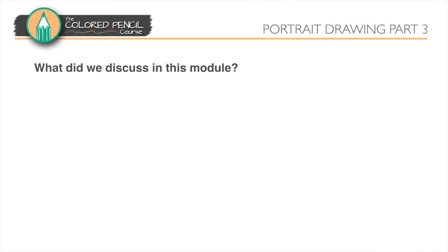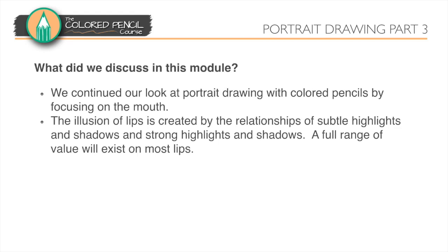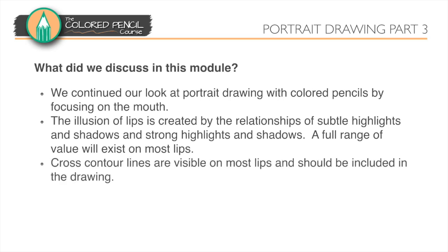So what did we discuss in this module? Well, first, we continued our look at portrait drawing with colored pencils by focusing on the mouth. We learned that the illusion of lips is created by the relationships of subtle highlights and shadows and strong highlights and shadows, leading to a full range of value. We also learned that cross-contour lines are visible on most lips and should be included in the drawing. We also learned that teeth are not white. In the next module in this series, we'll look at developing the skin tones and finishing off the face.